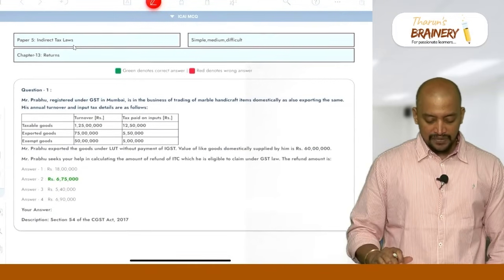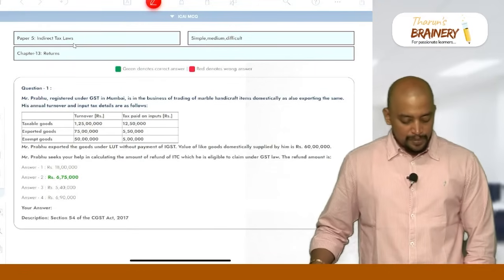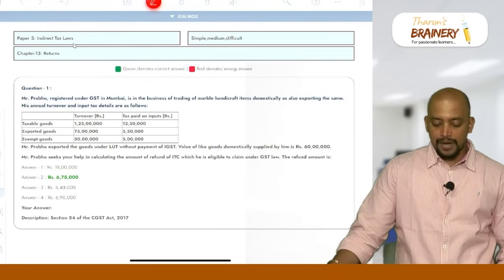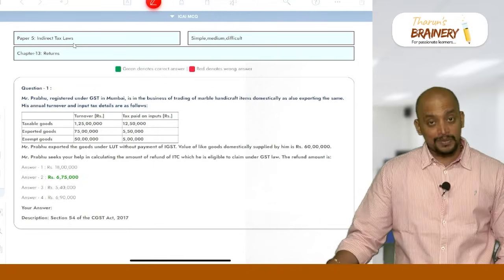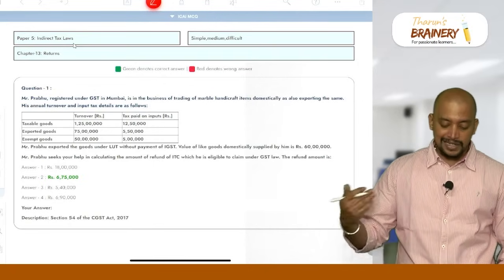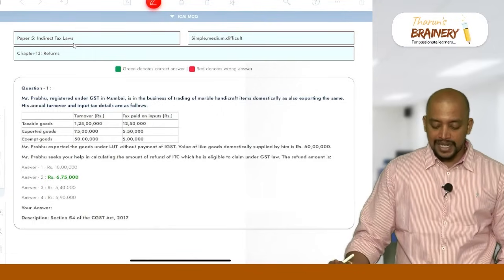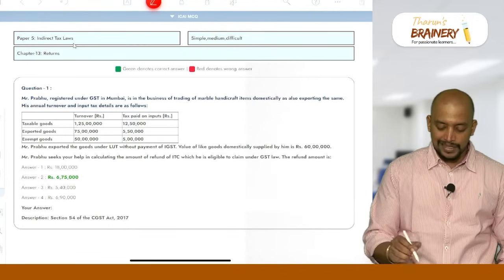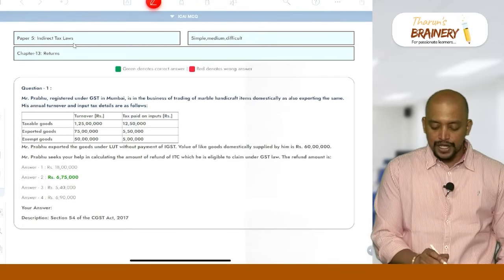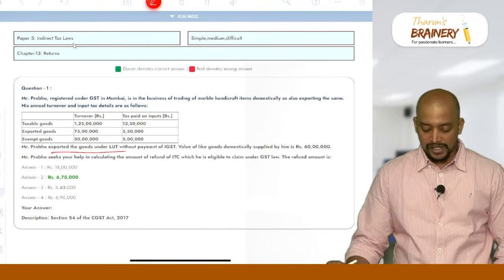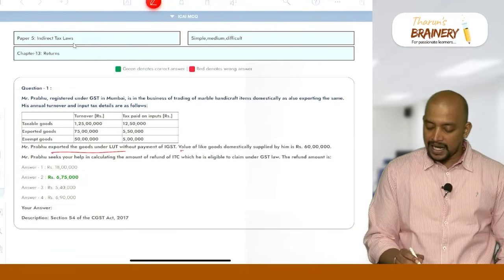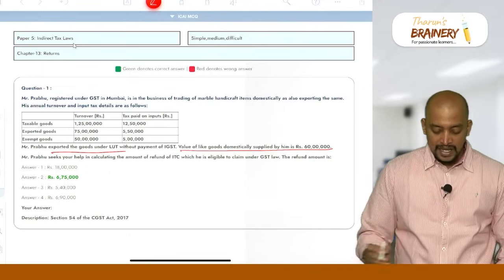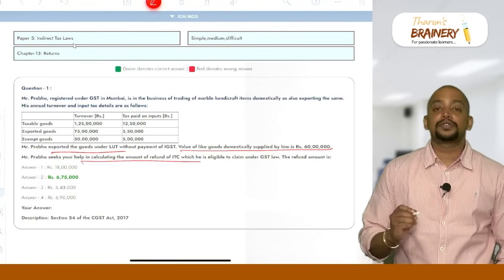Then the next chapter that we have is on returns. Mr. Prabhu, registered under GST in Mumbai, is in the business of trading of marble handicraft items domestically as also exporting the same. His annual turnover and input tax details are as follows: taxable goods, exported goods, exempted goods, tax paid on inputs. Mr. Prabhu exported the goods under LUT without payment of GST. Value of like kind goods supplied in the domestic market is 60 lakhs. Mr. Prabhu seeks your help in calculating the amount of refund of ITC.